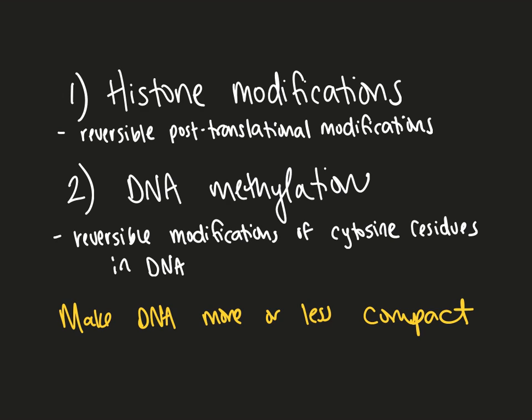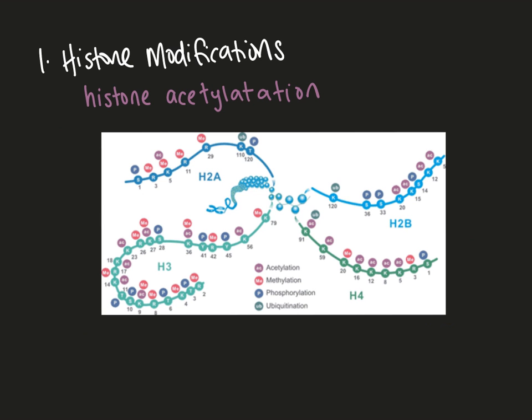Both of these types of modifications come in many different flavors. What I want you to really take away from this is that these modifications can make DNA more or less compact. So that changes what types of cellular machinery can access the DNA. So first, talking about histone modifications, one type of histone modification is histone acetylation.